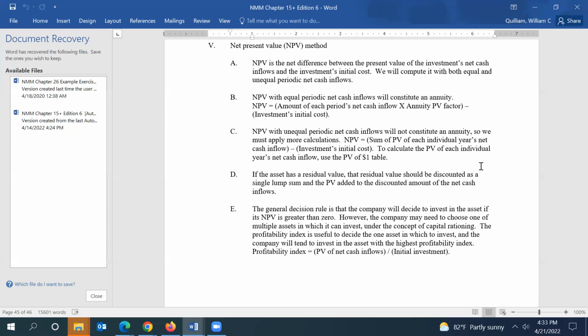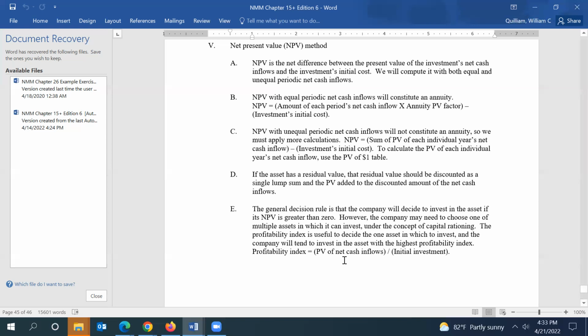Just remind ourselves once again, general decision rules: the company will decide to invest in the asset if its net present value is greater than 0. However, let's say there's more than one project to choose from. Well, the company may need to choose one immobile asset in which it can invest under the concept of capital rationing. That means, once again, we just don't have unlimited funds. Well, the profitability index is useful to decide the one asset in which to invest. And the company will tend to invest in the asset with the highest profitability index.